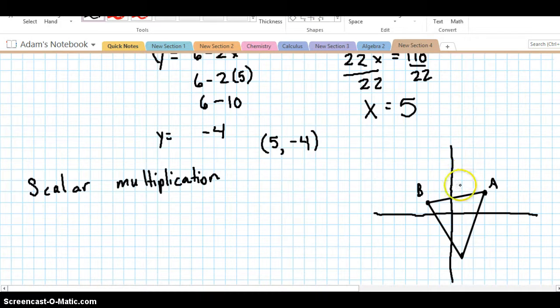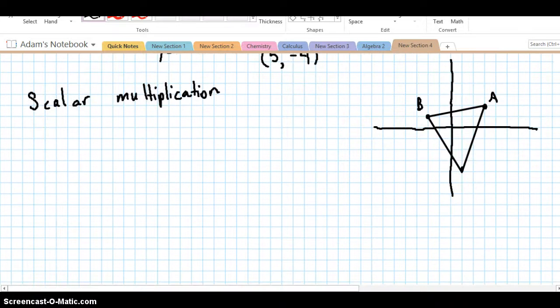Alright, so now I have a triangle. What I want to do is get a perimeter that's twice the perimeter of the original. And I can do this through scalar multiplication. I can create a matrix that represents the triangle by putting each point of the triangle in the matrix. So let's make a matrix here.